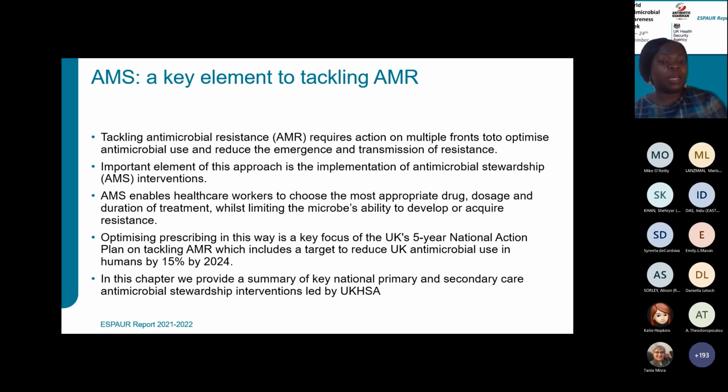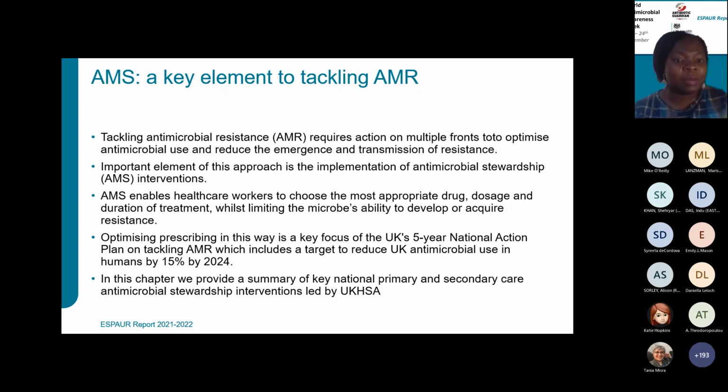Within this chapter, as you can see, we also had collaboration from NHS England, so we're grateful for that. This chapter will take us through our antimicrobial stewardship interventions that we developed nationally and share some of those findings as well as some results that we had available.